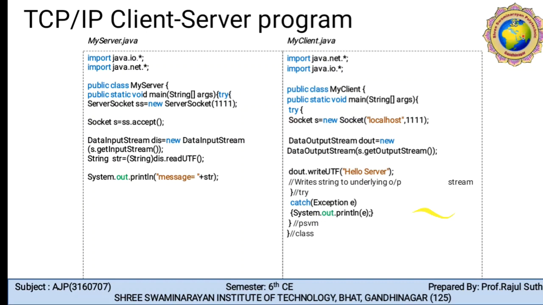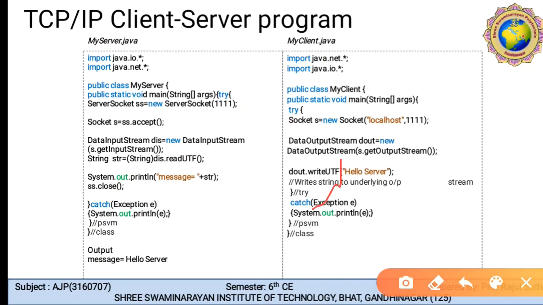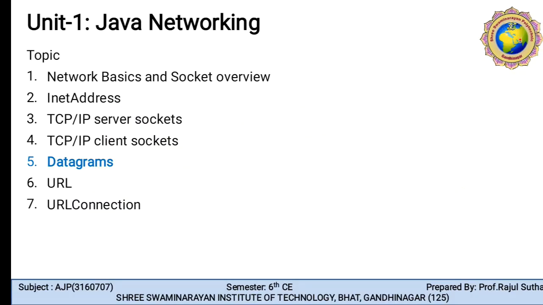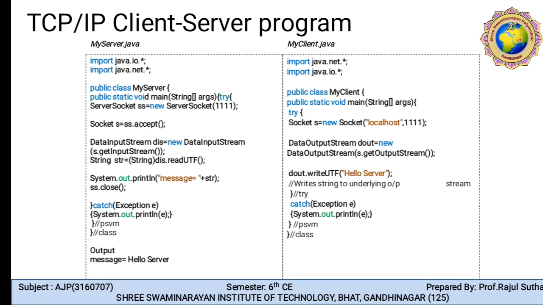And in the same way at the server side we close the connection by using ss.close(), terminate the body, and also catch (Exception e) and print the exception. So the output on the server side is: message = hello server, which was requested from the client side.